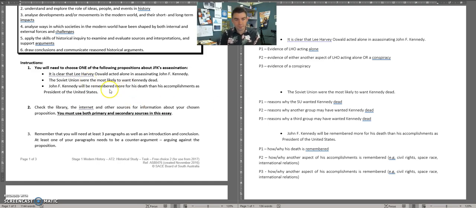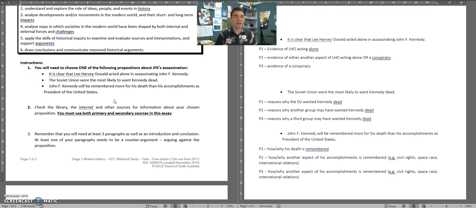Number 1, it is clear that Lee Harvey Oswald acted alone in assassinating JFK. Number 2, the Soviet Union were the most likely to want Kennedy dead. And 3, John F. Kennedy will be remembered more for his death than his accomplishments as President of the United States.